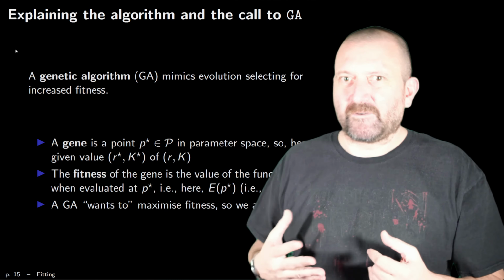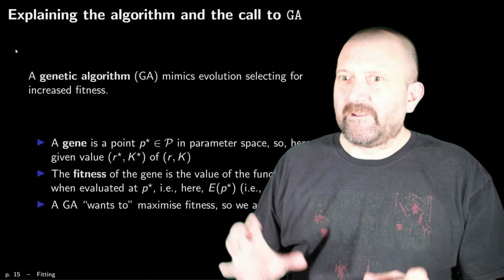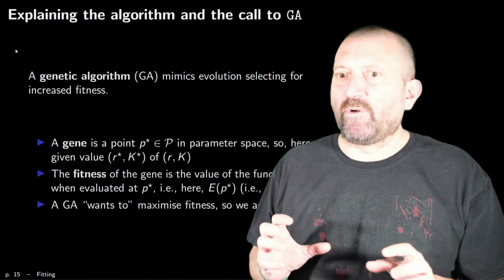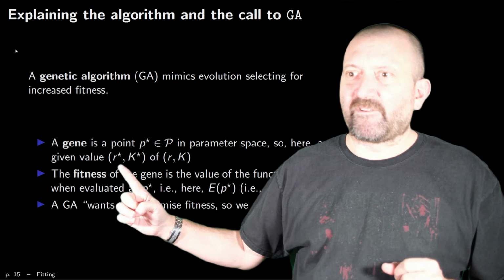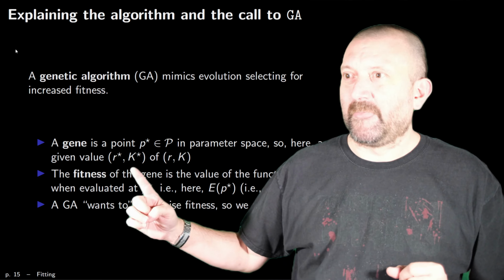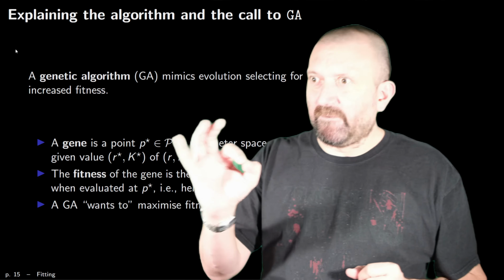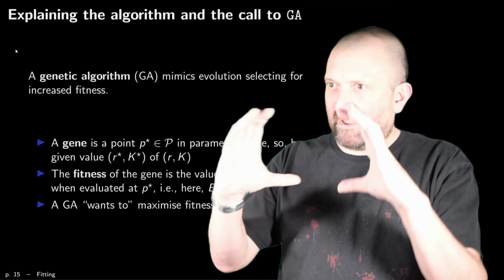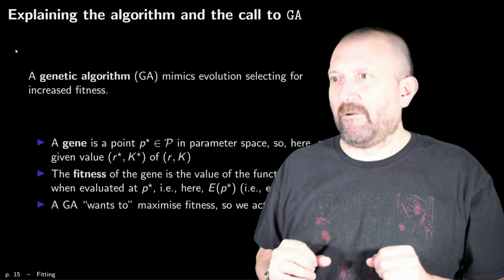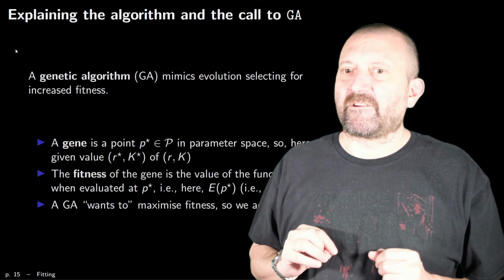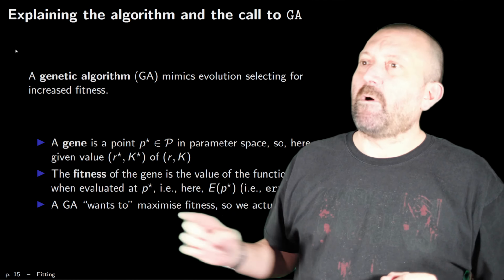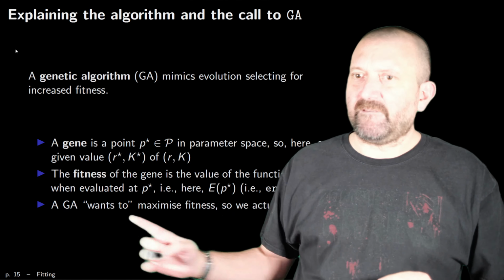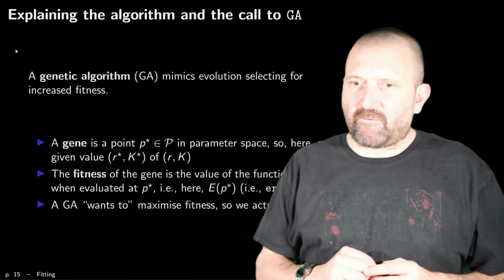Okay, so the idea is that I'm considering genes, and my genes are actually points in parameter space. So here, a point is a value of R and a value of K. A given value of R and a given value of K is a two-tuple, a pair of values, and that is considered like a gene. And the fitness of that gene is the value of the error function, the error fit function that I wrote earlier.